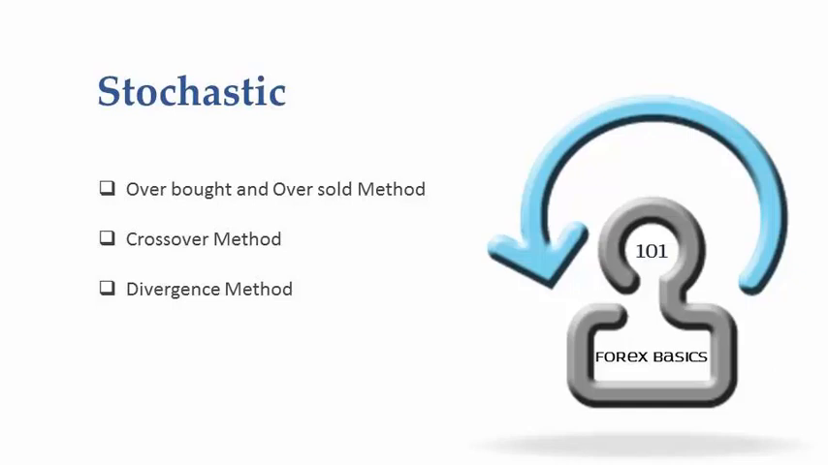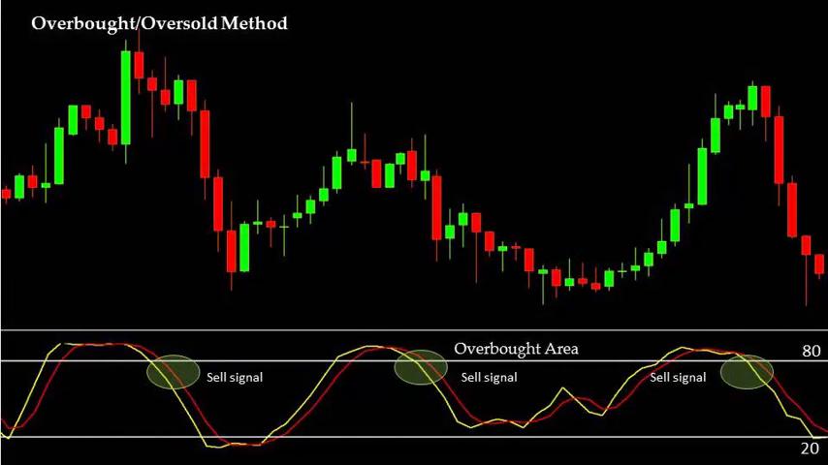There are 3 methods of how we can use the stochastic indicator. It's the overbought, oversold method, it's the crossover method, and the divergence method. For the overbought, oversold method, we need to see stochastic rises above the 80 level. The reason is we are looking for as much momentum as possible and will only apply the momentum in our favor once stochastic falls below the 80 level with both lines red and yellow.